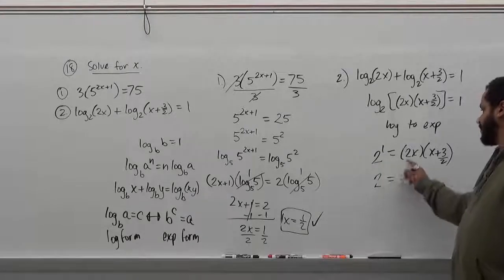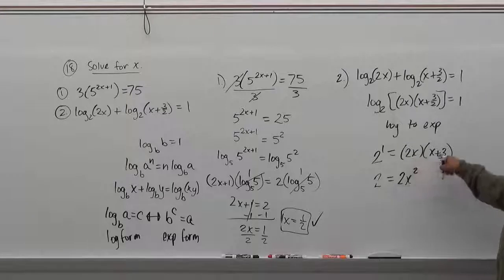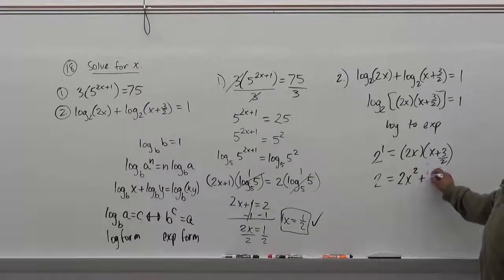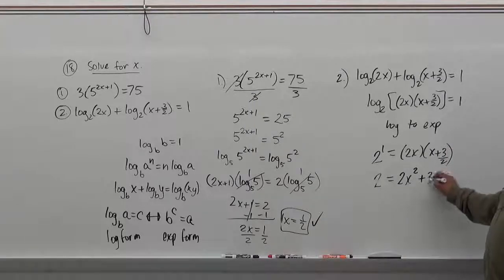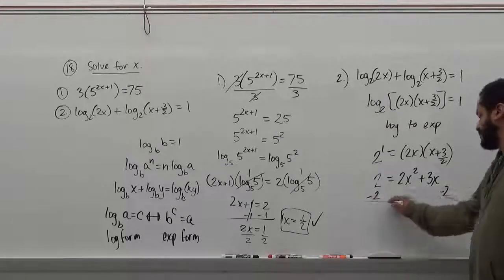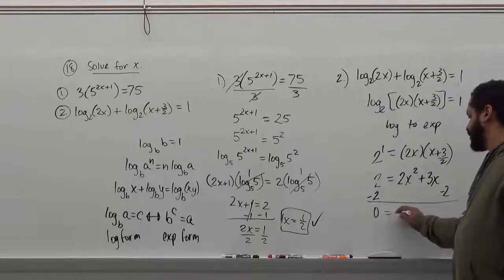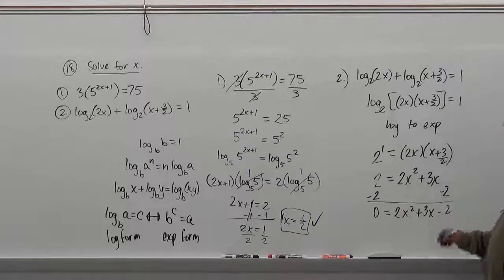That gives us 2. Here we're going to distribute this. Gives us 2x squared. 2x times 3 halves is 2x times 3 is 6x divided by 2, 3x. The next step is to subtract the 2 from both sides and make this a quadratic equation. This gives us 0 equals 2x squared plus 3x minus 2.